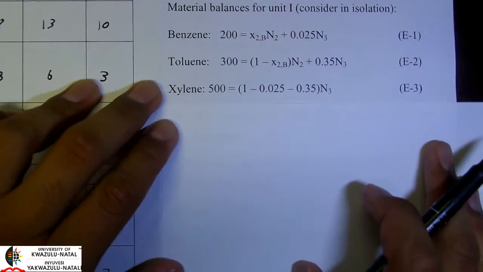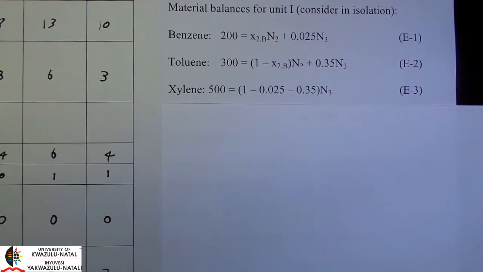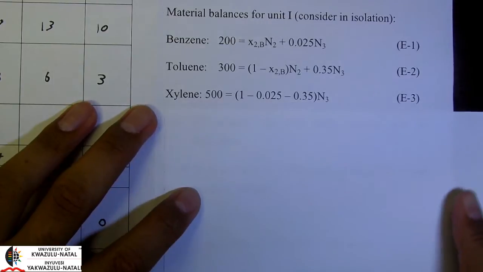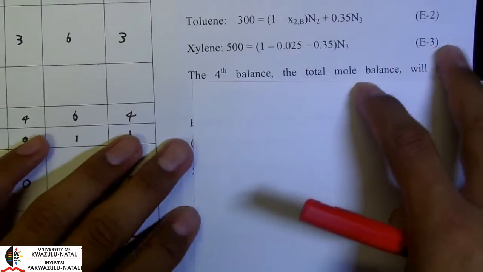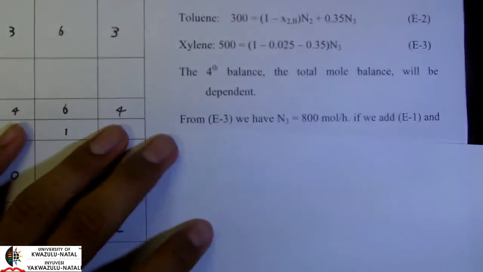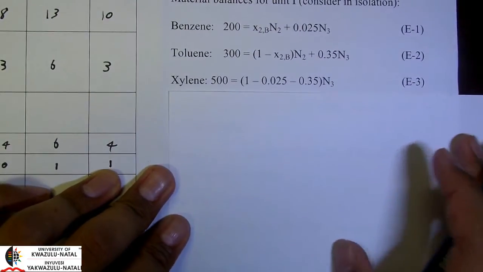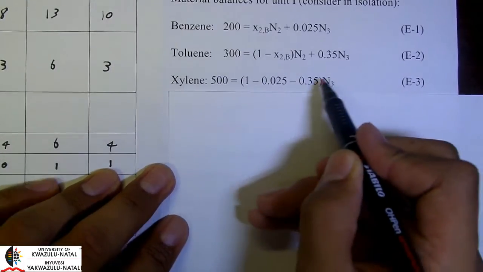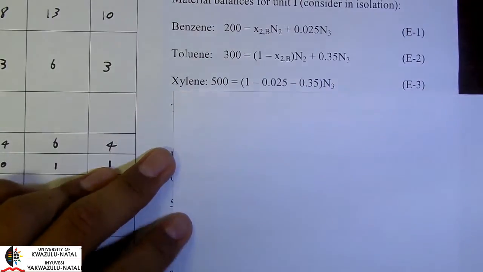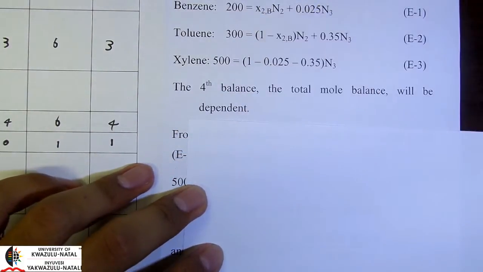Now we could have also written up our total balance. However, there are only 3 independent balances. We've written 3 independent balances, and the 4th one will of course be dependent, so it won't add any value to our calculation towards solving for our unknowns. We can immediately note that we can solve for N3 using the xylene balance. It's the only unknown. Thereafter, we can solve for N2 and X2B simultaneously.